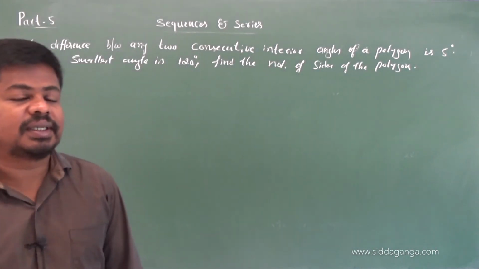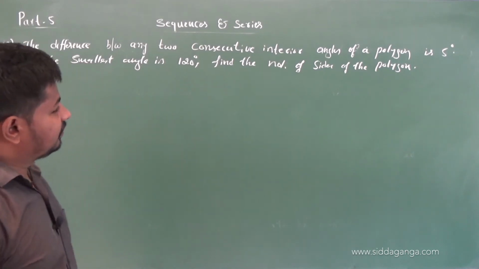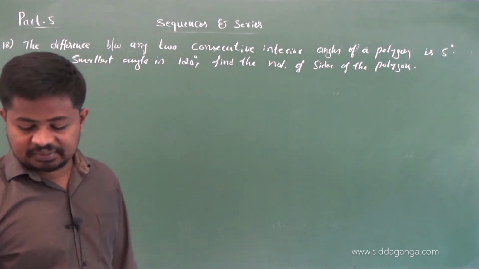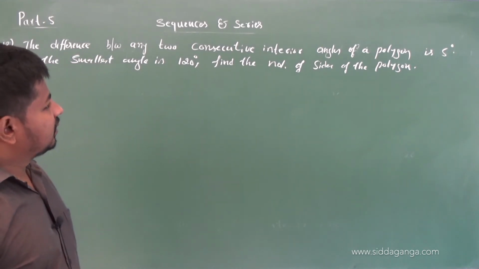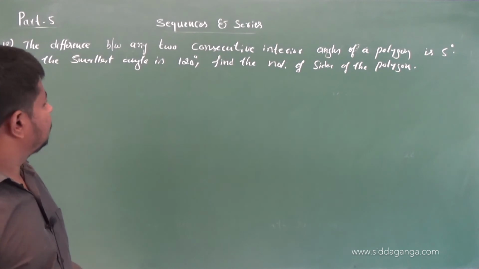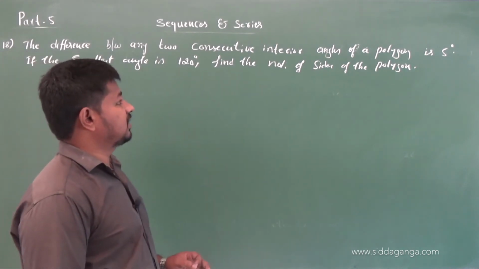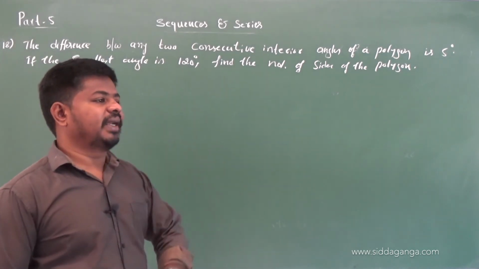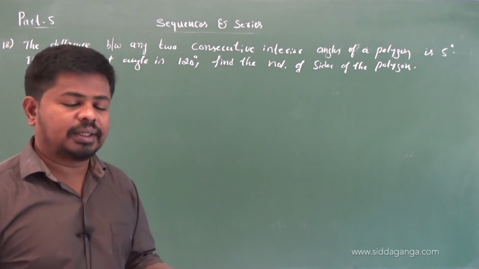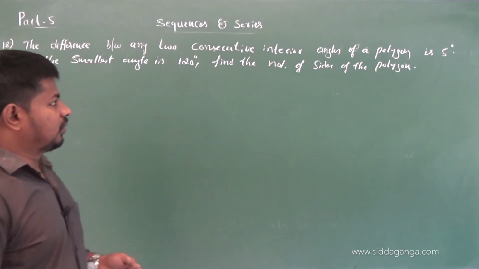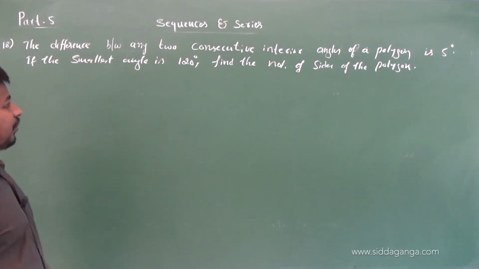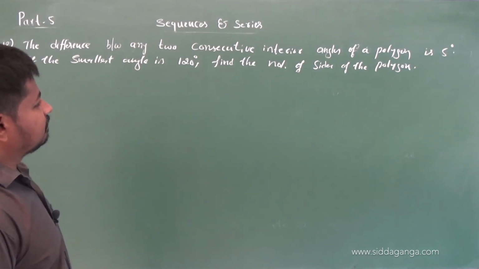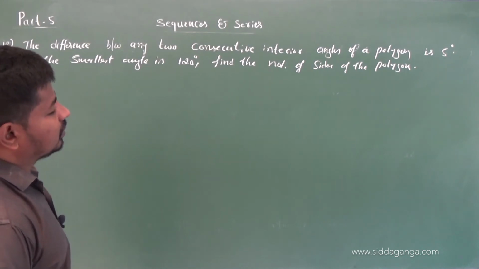So, of course, by looking at the data you can see all angles of this polygon are in AP sequence, because they have given that the difference between any two consecutive interior angles is 5 degrees. In the sense, all interior angles of this polygon are in AP sequence, right? And the first angle is given. The smallest angle is 120 degrees. Let me take this as the first angle, that is A equal to 120 degrees. Then what will be the number of sides of the polygon?